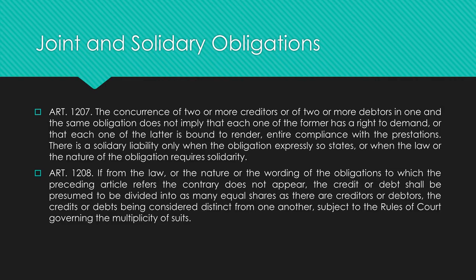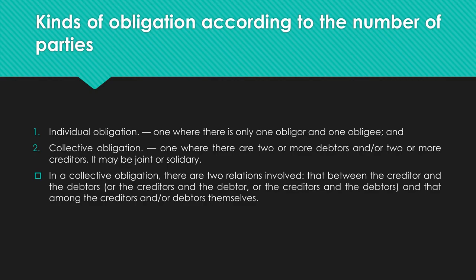Okay, so joint and solidary obligations. Again, it has to be expressly stated that the obligation is solidary among the debtors, or that the obligation is solidary among the creditors. We'll discuss the effects later on of whether it's solidary or joint. Okay. So, kinds of obligation according to the number of parties. Individual obligation is one when there is only one obligor and one obligee. Collective means one where there are two or more debtors and or two or more creditors.